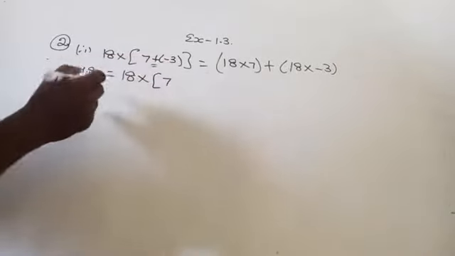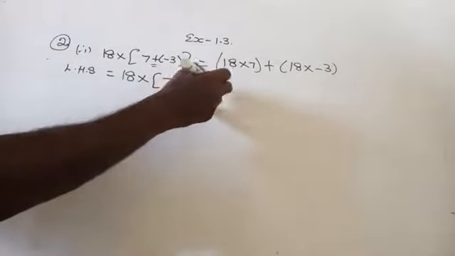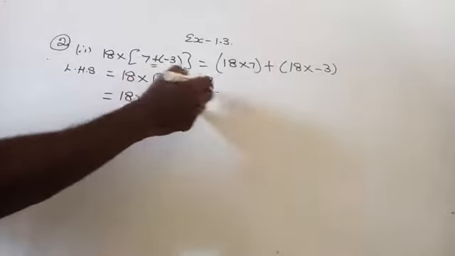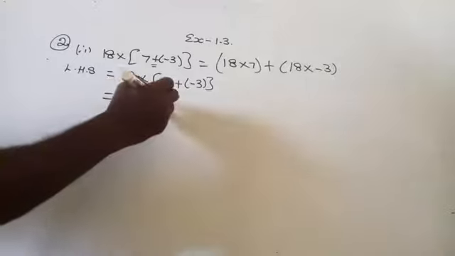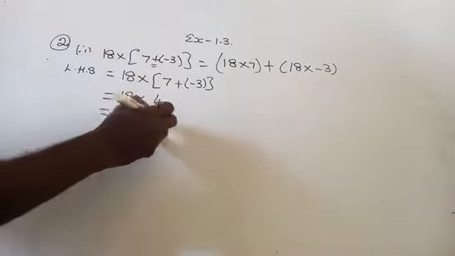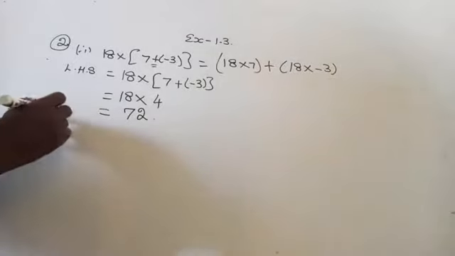Left hand side: 18 into (7 plus minus 3). 7 minus 3 is, a positive and a negative integer, so subtract and give the greater number's sign. So 7 minus 3 is 4. 18 into 4 is 72. Now consider the right hand side.